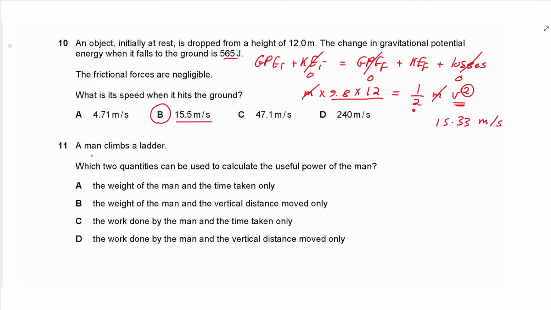Question 11 says, a man climbs a ladder. Which two quantities can be used to calculate the useful power of the man? The weight of the man and the time taken only. No, distance is needed to get the work. Weight of the man and the vertical distance moved only. No, we need the time to divide work by time. Work done and time, yes. Work divided by time, that is power. Work done by the man and the vertical distance moved only. Again, time is missing. So we choose C.